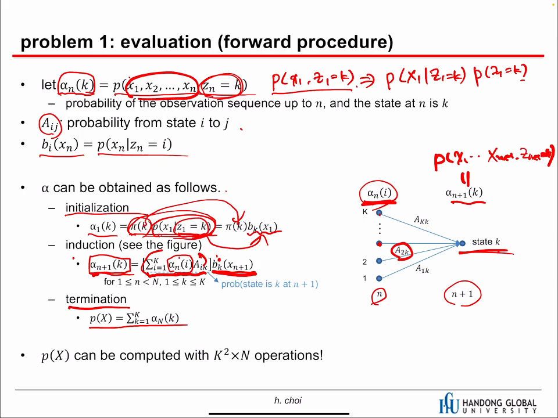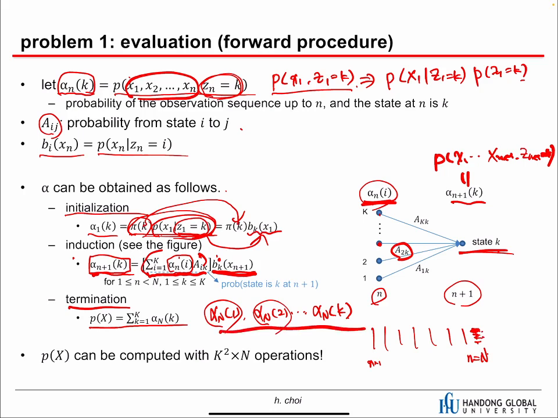So at the end of this sequence, we have this sequence. This is n is 1 and n is N. At the last time step, we have K states, and for each state we have this alpha value. We don't know which state will be the right state, so we have a probability for each state. We have to sum all these probabilities to get P of X.